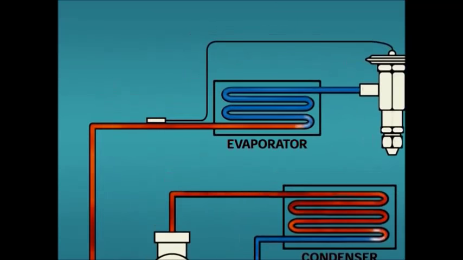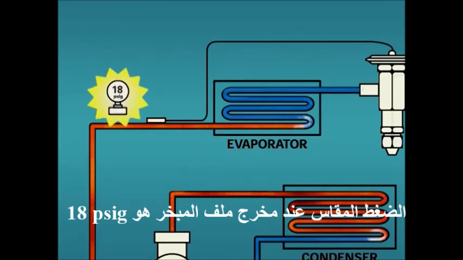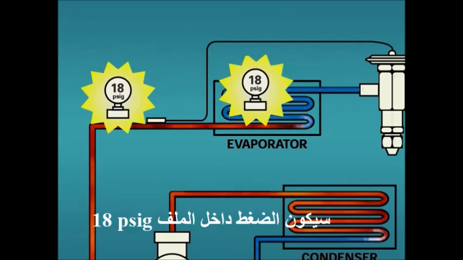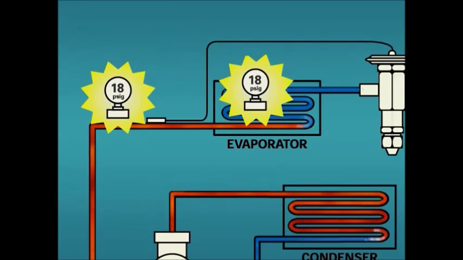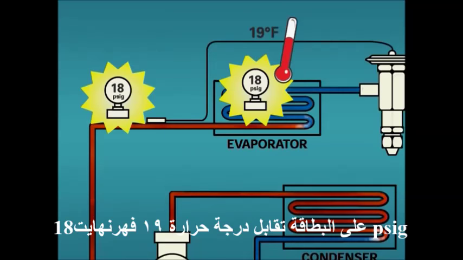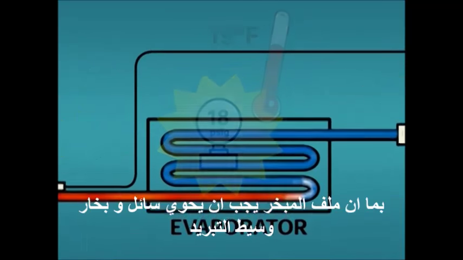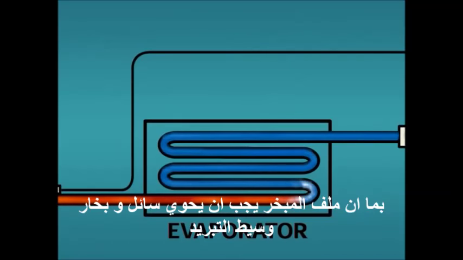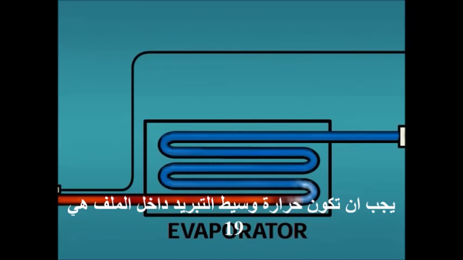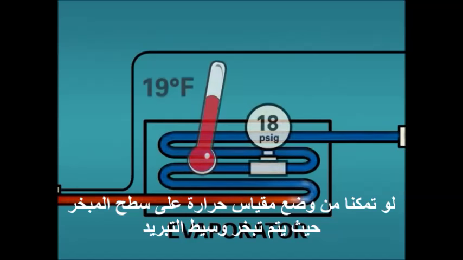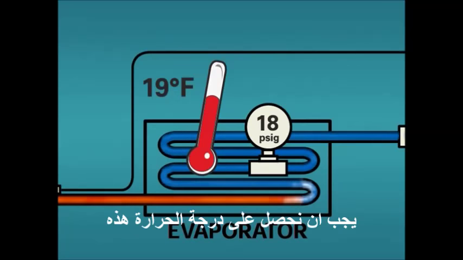The measured pressure at the evaporator coil outlet is 18 psig. Assuming there is minimal pressure drop in the evaporator coil, we will have an 18 psig pressure in the coil. 18 psig on the PT card indicates a temperature of 19 degrees Fahrenheit. Because liquid and vapor must be present in the evaporator coil, we must have 19 degree Fahrenheit refrigerant in the coil. If we were able to place a thermocouple on the coil surface where the refrigerant was evaporating, it should reveal this temperature.